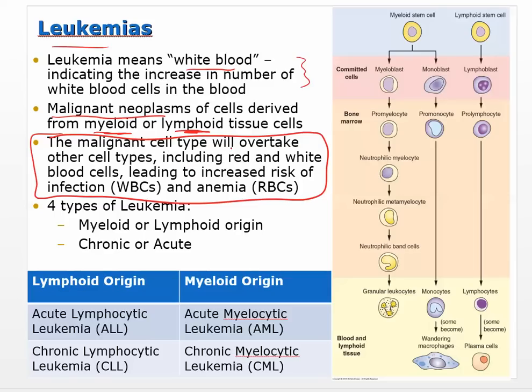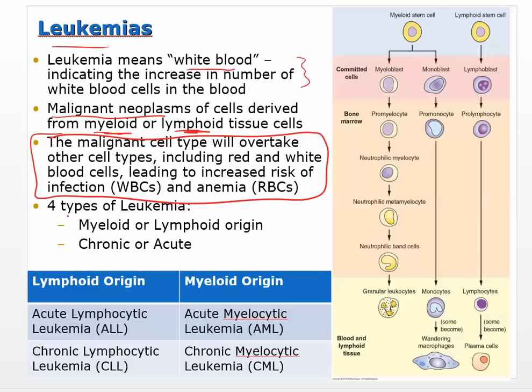The malignant cell type will overtake other cell types, including red and white blood cells, leading to increased risk of infection from white blood cells and anemia from red blood cells. Anemia is a deficiency of red blood cells, and that's the oxygen carrying capacity. So that means your cells aren't going to work as well. You're not going to have as much oxygen, those kinds of things. So this can be a real problem.